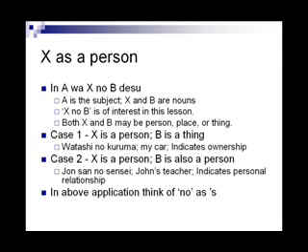Consider this case where X is a person and B is a thing. The example is watashi no kuruma, my car. It indicates ownership. Case 2. X is a person, B is also a person. John-san no sensei, John's teacher, indicates personal relationship between John and sensei. In these applications, think of no as apostrophe s.